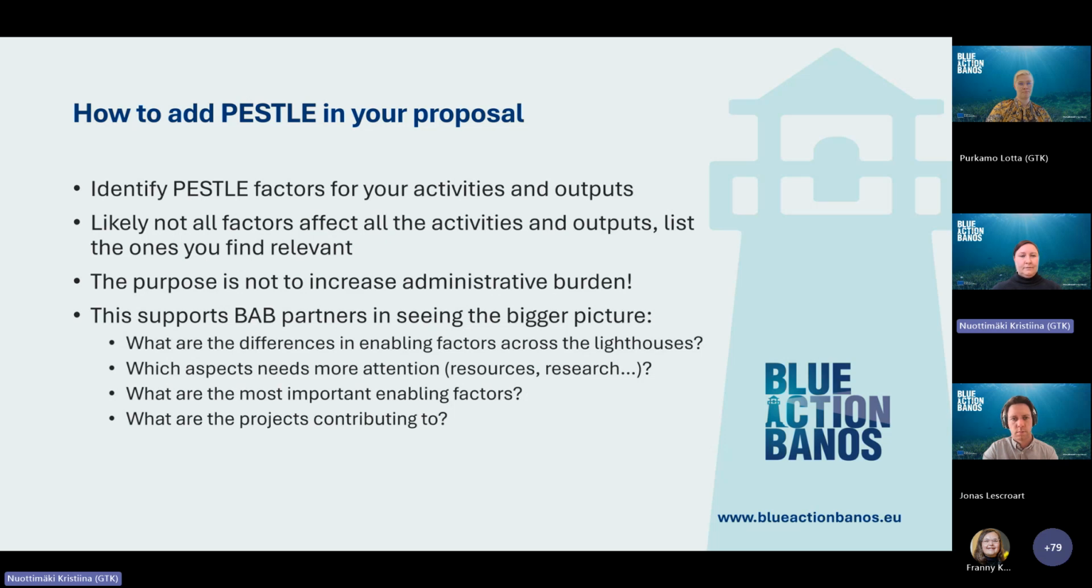And doing this work supports us, the BlueActionBANOS partners, in seeing the bigger picture, so we can analyze what the differences in enabling factors are across the lighthouses, if there are any differences, which aspects need more attention in the future, maybe more resources or research targeted to certain topics. What are the most important enabling factors, and what are the projects contributing to?